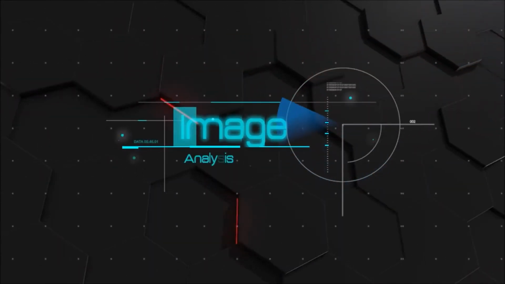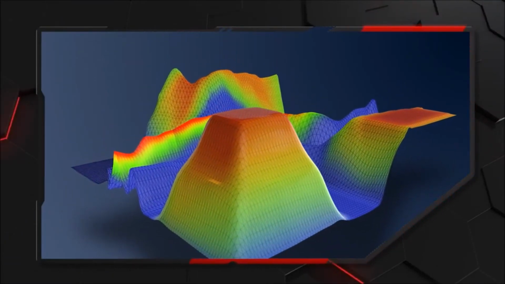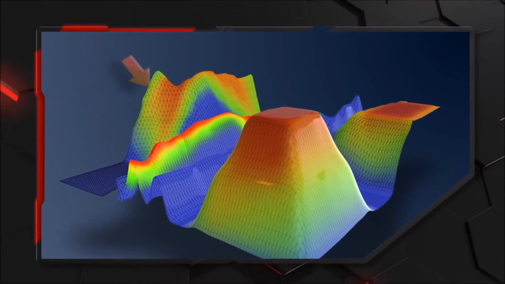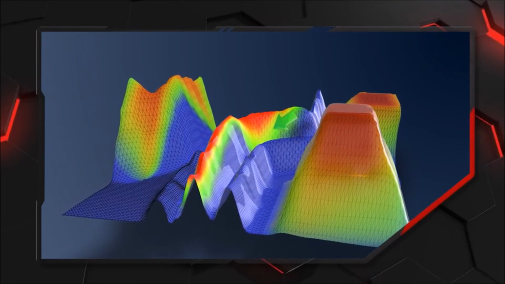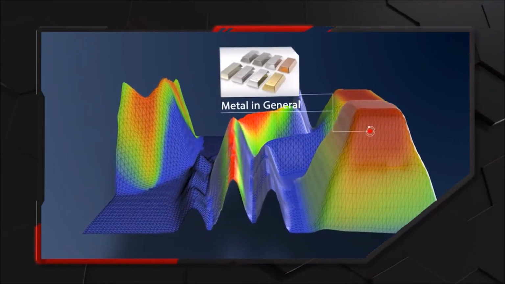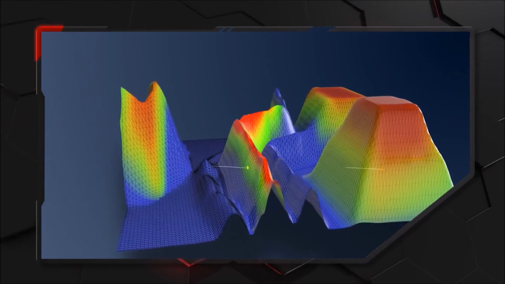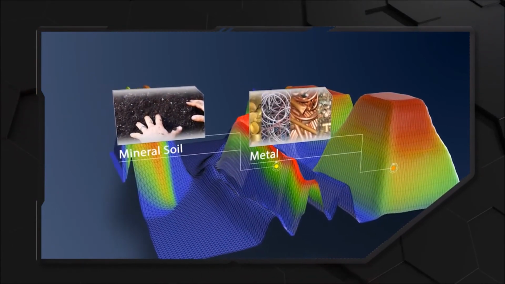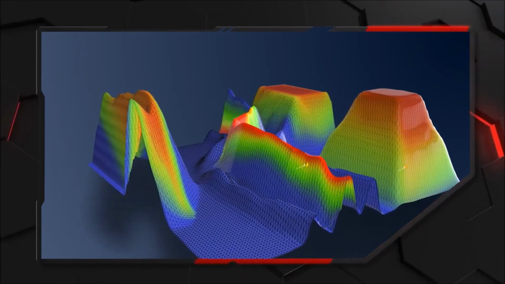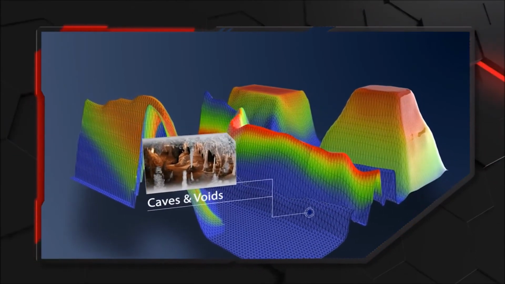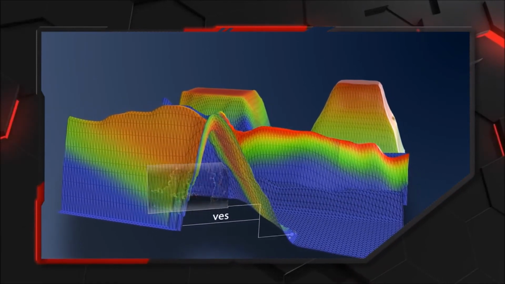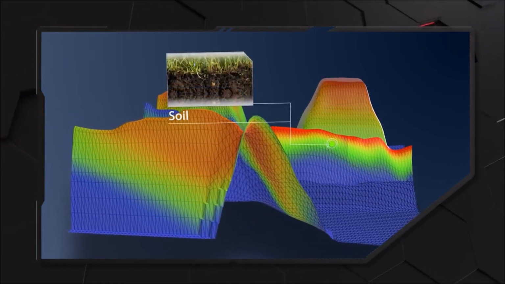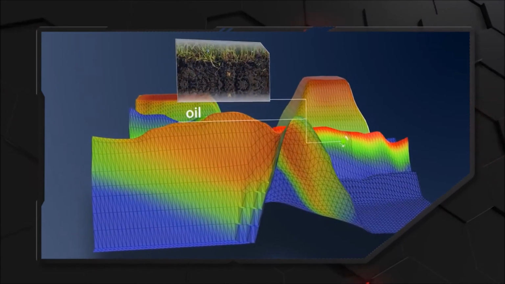Image analysis. When you preview the image, you can see the following colors: red, orange, yellow, dark blue, light blue, and green. The red color is a symbol of metals in general. Orange and yellow for metals and mineral soil. Dark blue color for caves and voids, and light blue to determine the border of caves. It also symbolizes the green color of the soil.